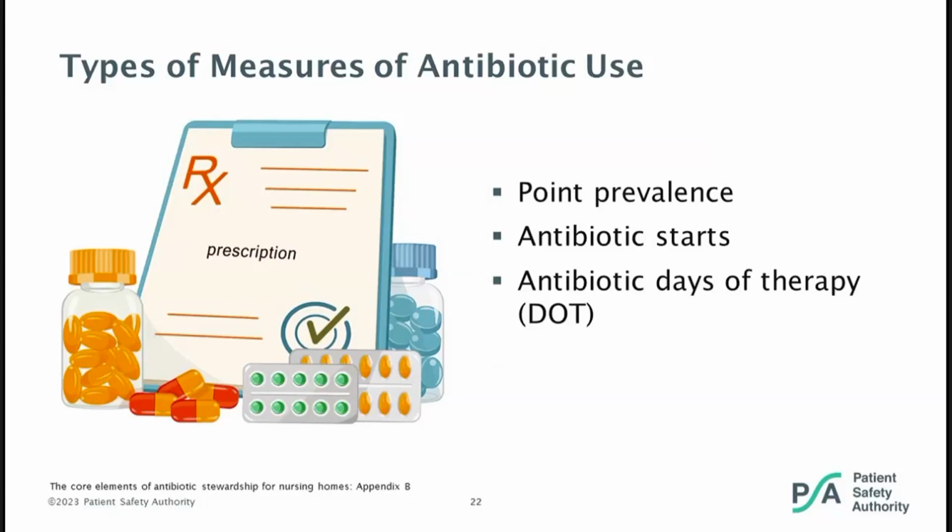Moving on, the other type of measure we'll be discussing is measures of antibiotic use, which tracks how often and how many antibiotics are prescribed. Examples of this are point prevalence of antibiotic use, antibiotic starts, and antibiotic days of therapy, or DOT.